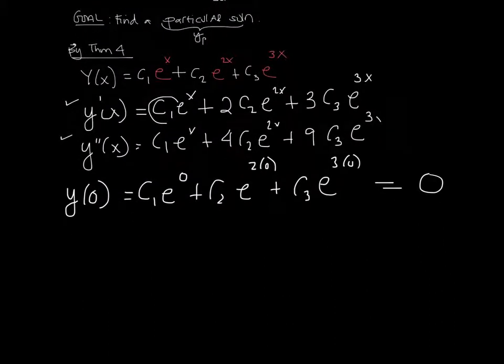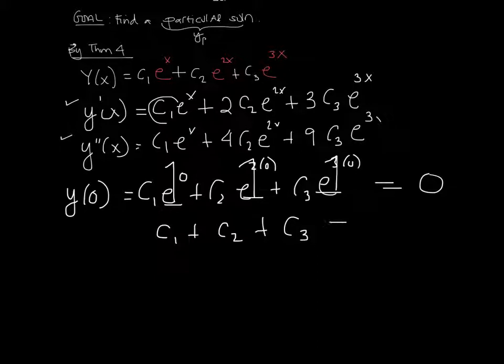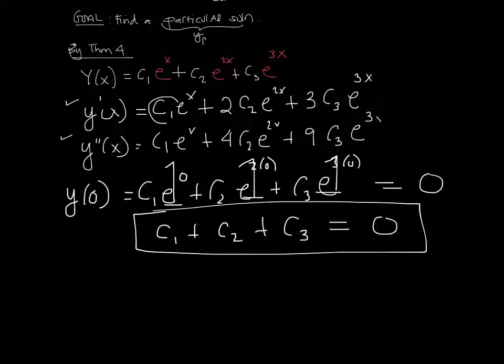And let's go ahead and simplify this. This is great. e to the 0 is just a big 1, a big 1. So I really have c1 plus c2 plus c3 is equal to 0. Okay, so I'm just going to go ahead and box that.